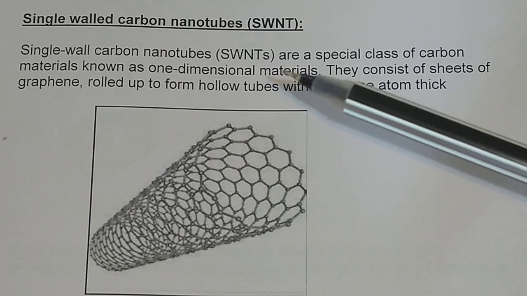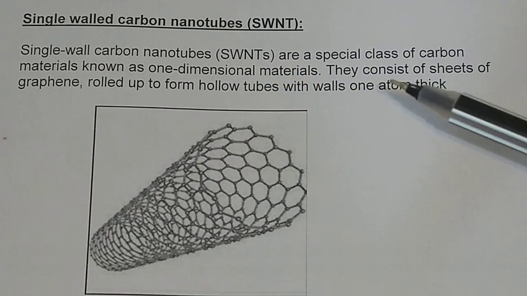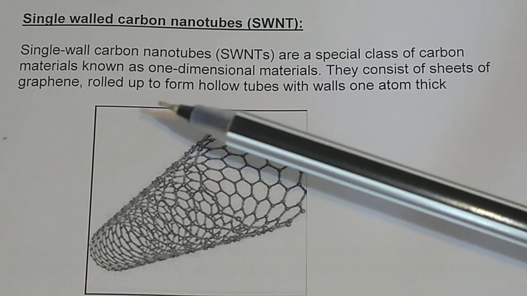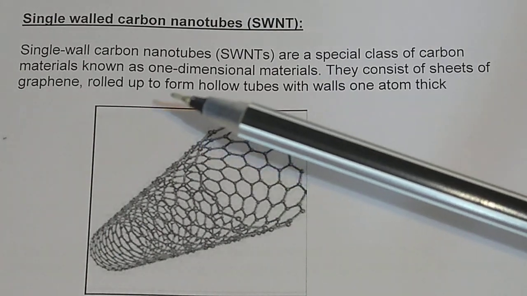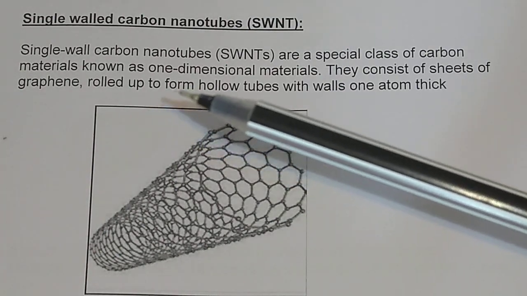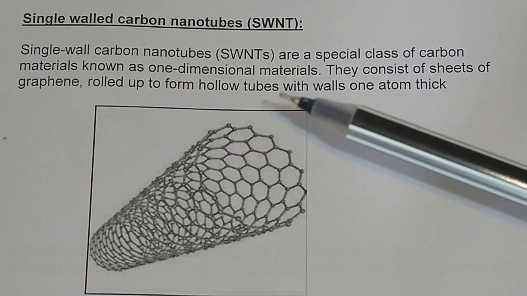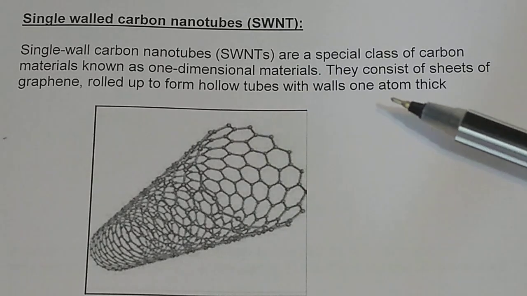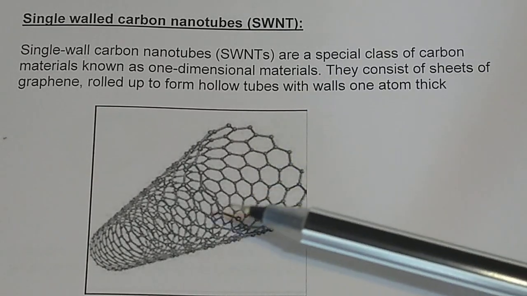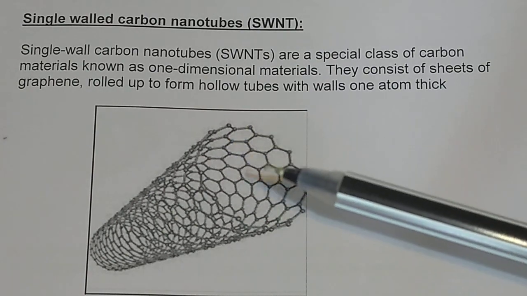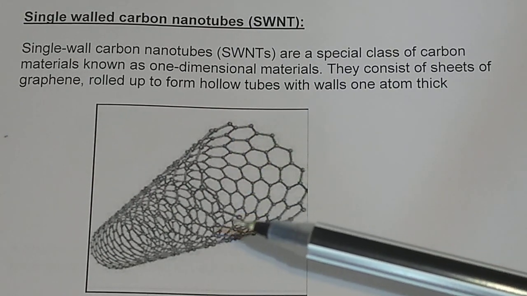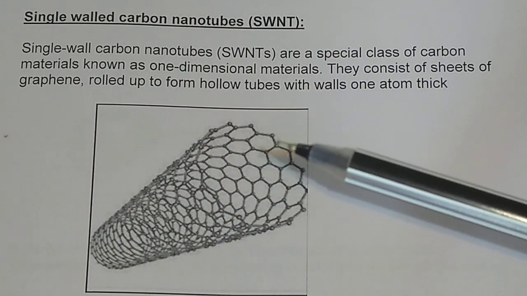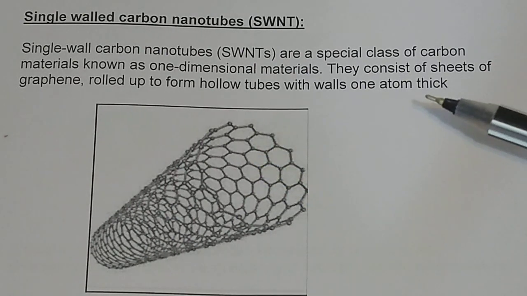This single-wall carbon nanotube consists of sheets of graphene which are rolled up to form hollow tubes with wall 1 atom thick. You see, this is the structure of single-walled carbon nanotube, and the thickness of the wall of this nanotube is 1 atom thick.